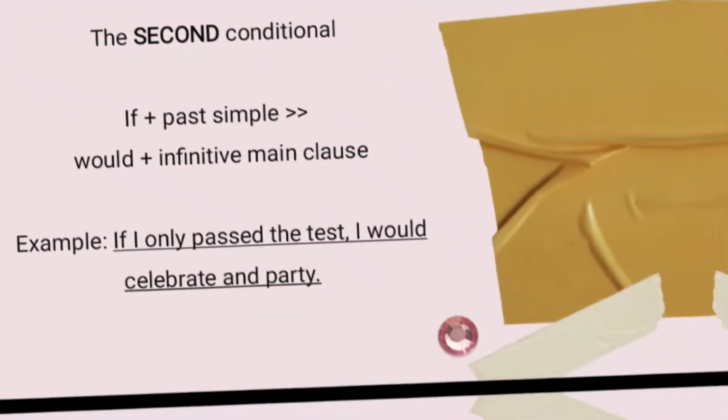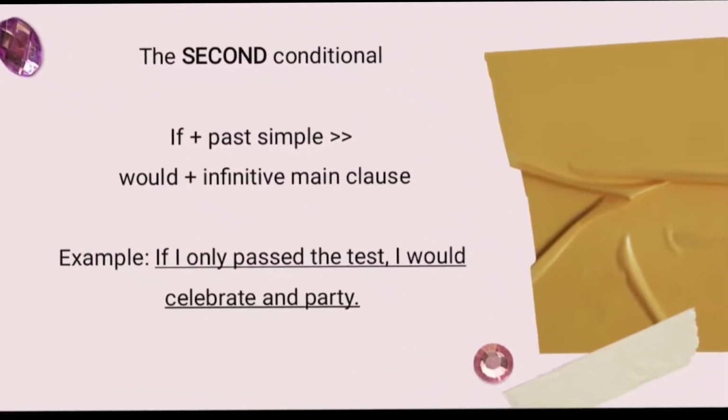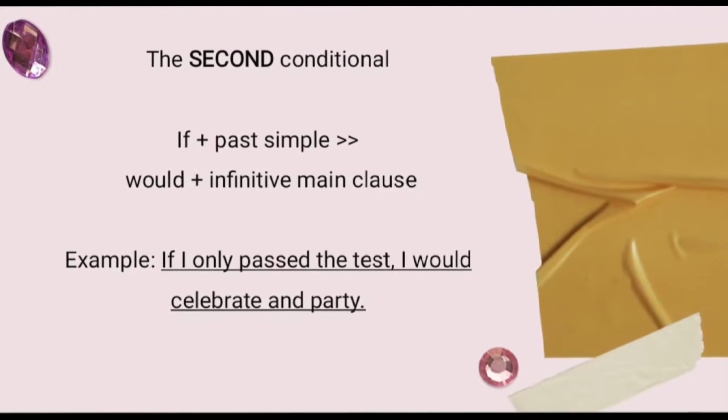On the other hand, the second conditional goes like this. If plus the past simple condition followed by would plus infinitive main clause. In the example, if I only pass the test, I would celebrate and party.